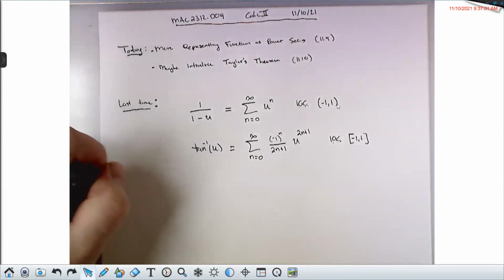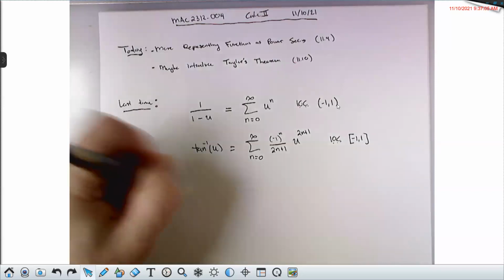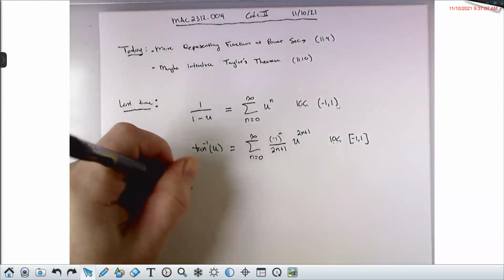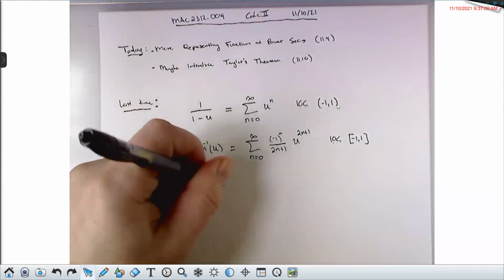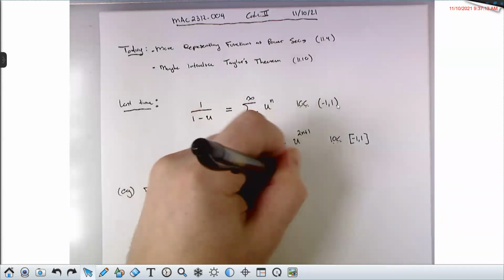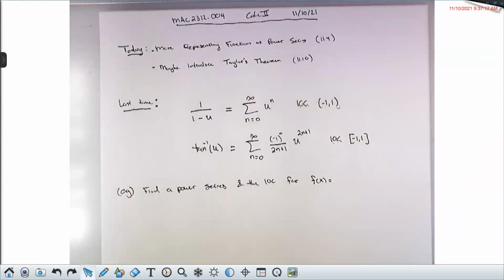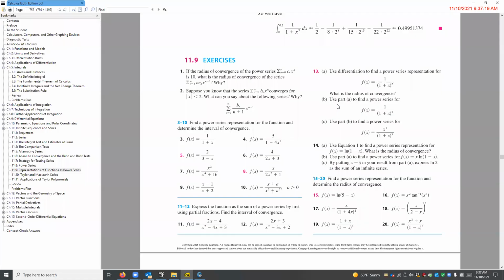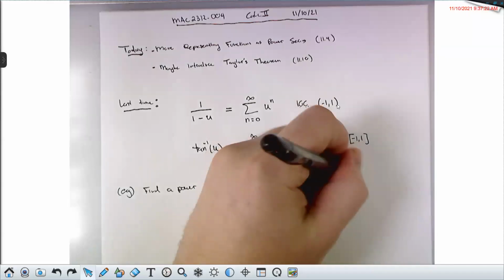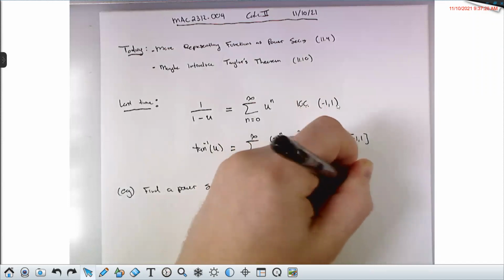Okay. So let's find power series and the IOC for f of x equals, what was it, x to the 4 over 16 plus x squared, or other way around, x squared over x to the 4 plus 16.